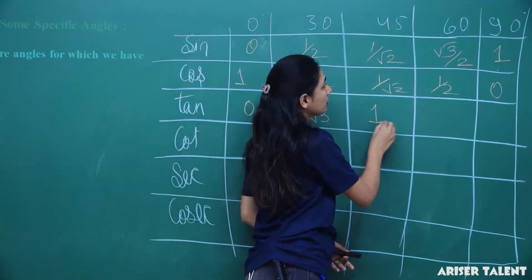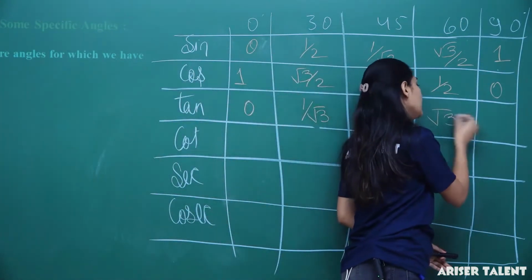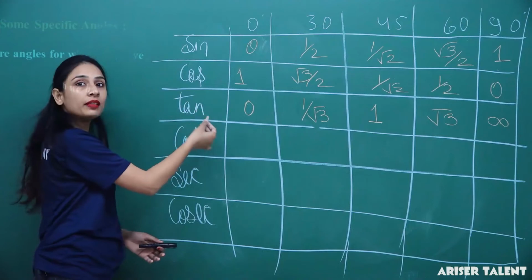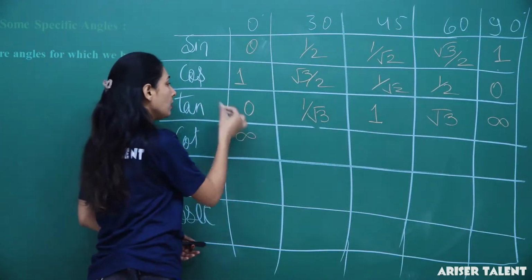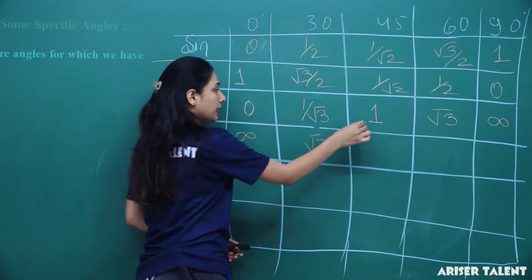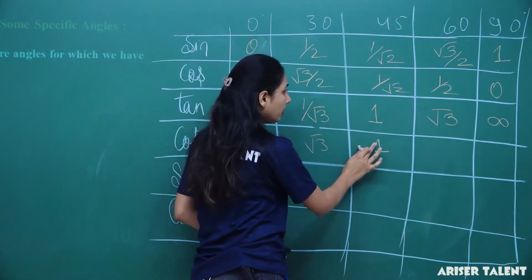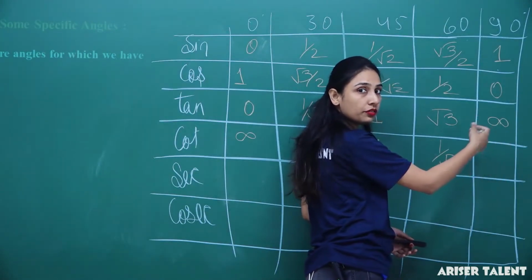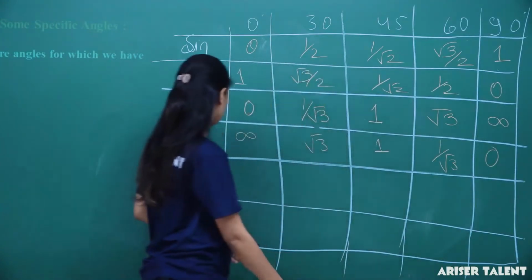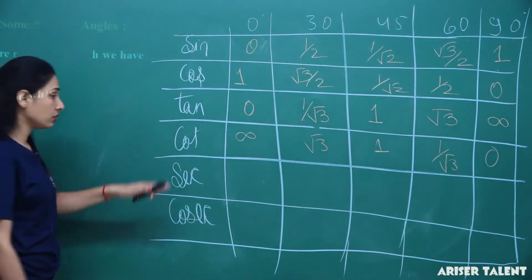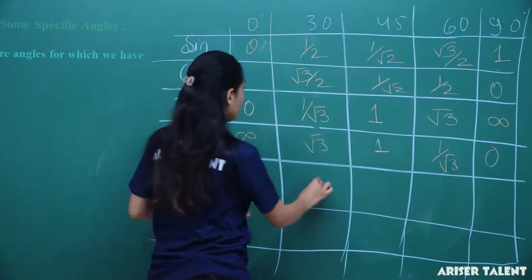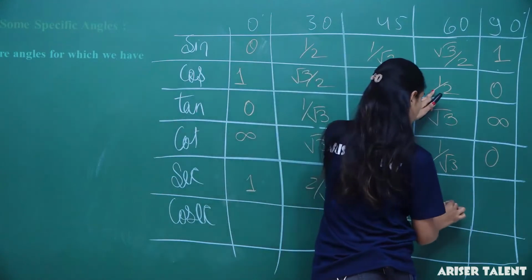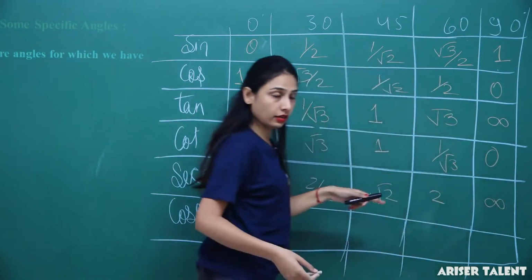Then 1 here, root 3 here, and here it will be infinity or not defined. Here, what is cot theta? 1 by tan theta, so 1 by 0 is infinity. Here it will be root 3, then 1, then 1 by root 3, and 1 by 0 is infinity, so the reverse of 1 by 0 is 0. Sec is the inverse of cos, so that will be 1, then 2 by root 3, root 2 here, 2 here, and infinity here.